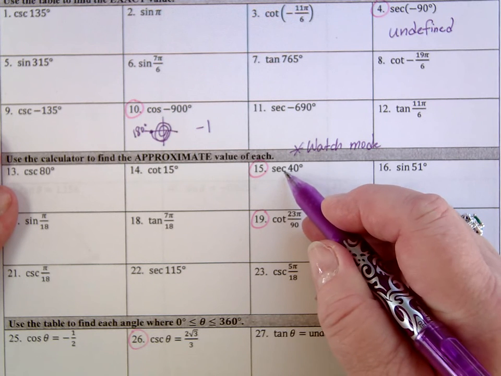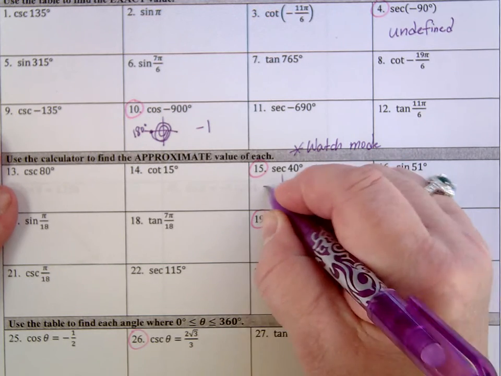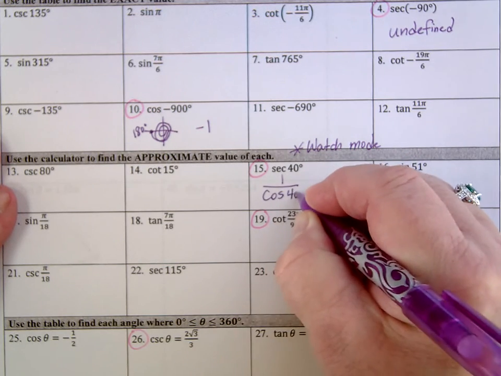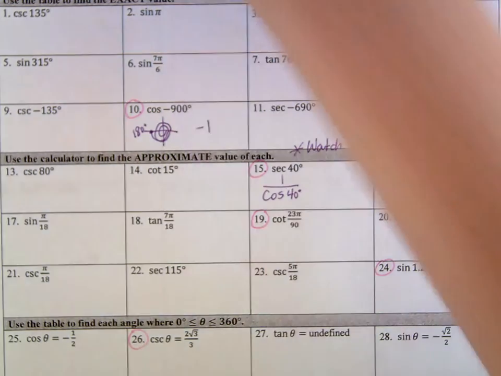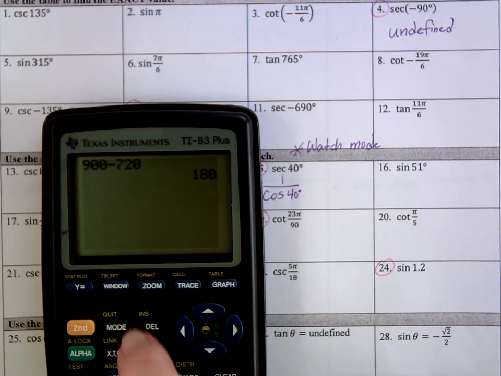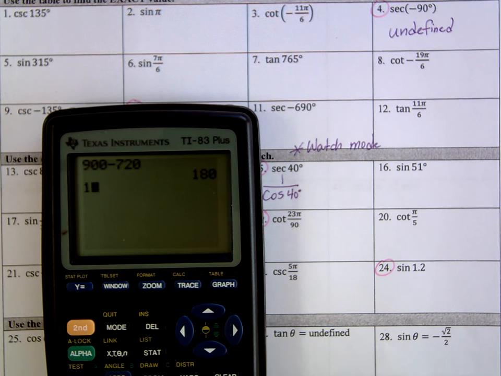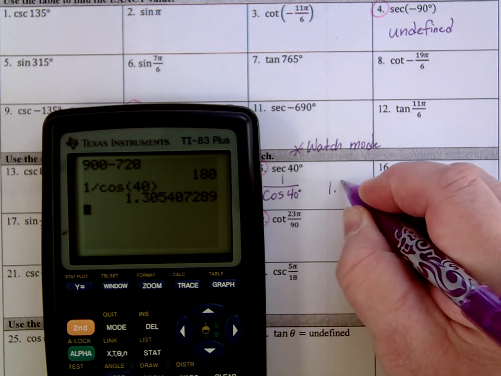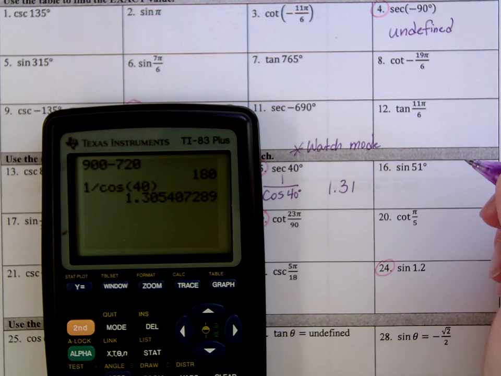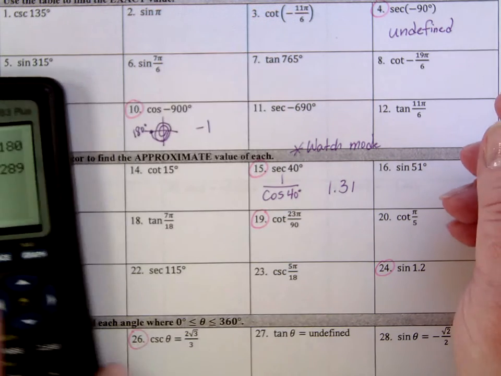So I think of reciprocals. Secant is the reciprocal of cosine. So this would be the same thing as 1 over the cosine of 40 degrees if I use my reciprocal rules. You saw this in the intro video, so it shouldn't be anything new to you. If I check my mode, yes, I'm in degrees. I'm doing 1 divided by the cosine of 40. And that gives me a value that's 1.305. Round it to 2 or 3 decimal places. That's good.